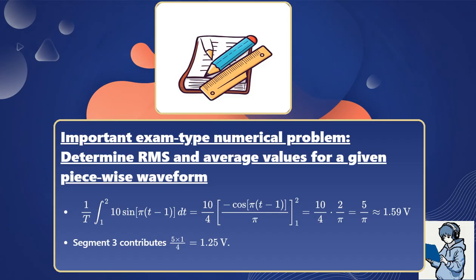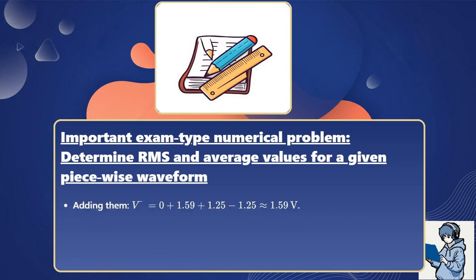Segment 3 contributes 5 times 1 divided by 4 equals 1.25 volts. Segment 4 contributes negative 5 times 1 divided by 4 equals negative 1.25 volts. Adding them, V bar equals 0 plus 1.59 plus 1.25 minus 1.25, approximately 1.59 volts.